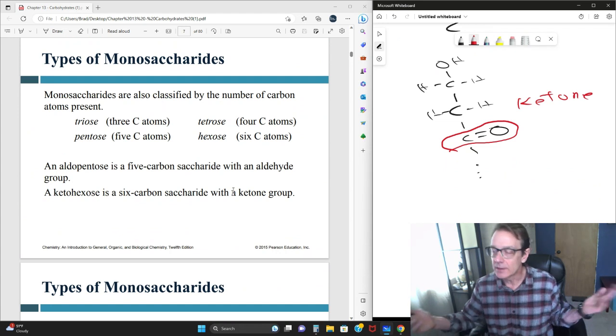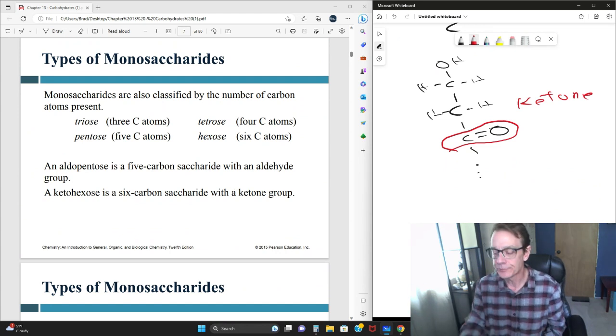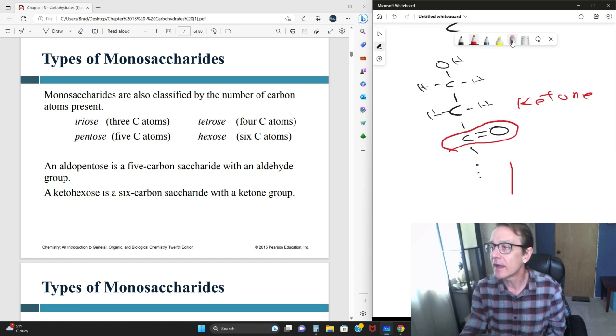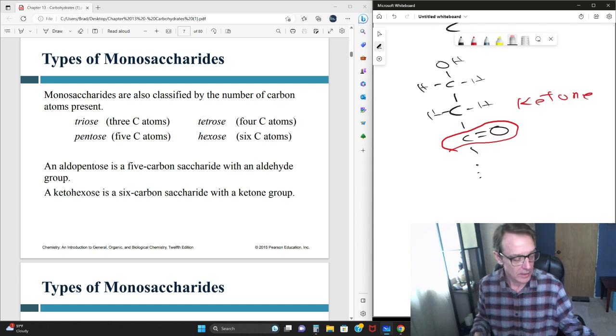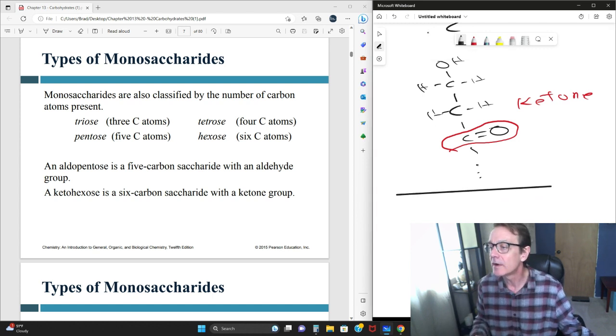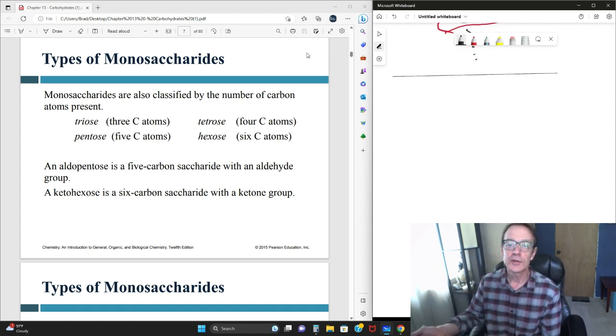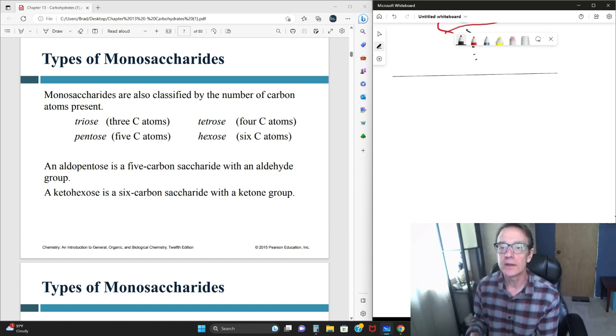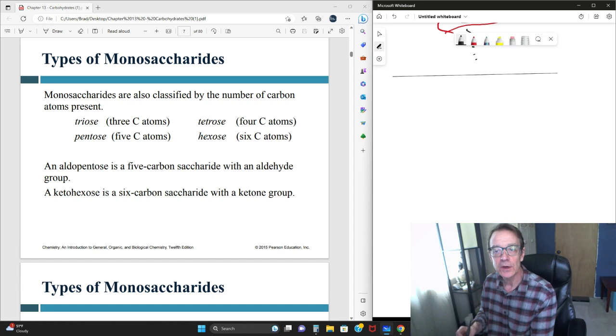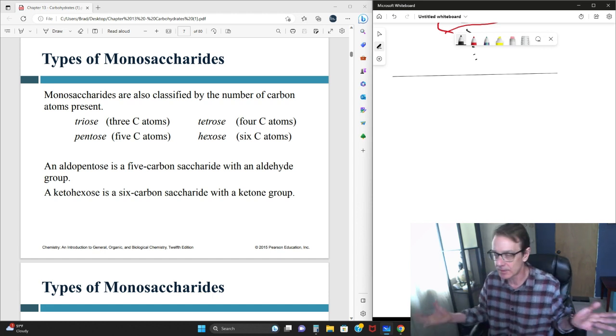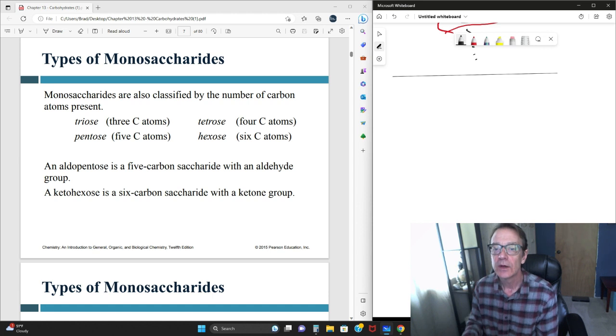Okay, so ketones, aldehydes. Okay, let's stick there for now and look at classification based on the number of carbons. Based on the number of carbons. So triose has 3 carbon atoms. Tetrose, 4 carbon atoms. Now, once we get up to pentoses and hexoses, we start seeing the things that we use as energies, okay? With the 5 carbons and the 6 carbons, okay?